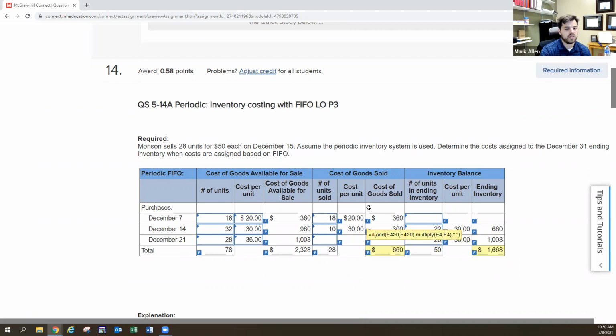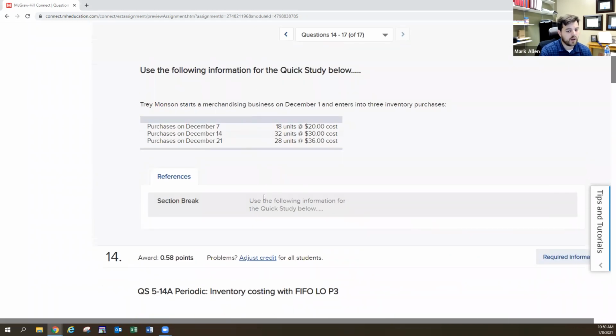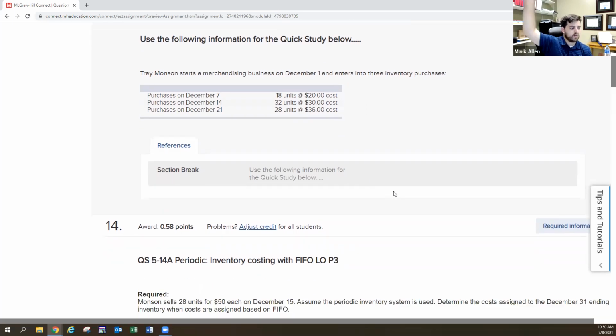Because I can simply start at the top if I want cost of goods sold and count down. And then that tells me the cost of goods sold. If I want ending inventory, I simply start at the bottom and go up until I run out of stuff, right? And so it works out really, really nicely.